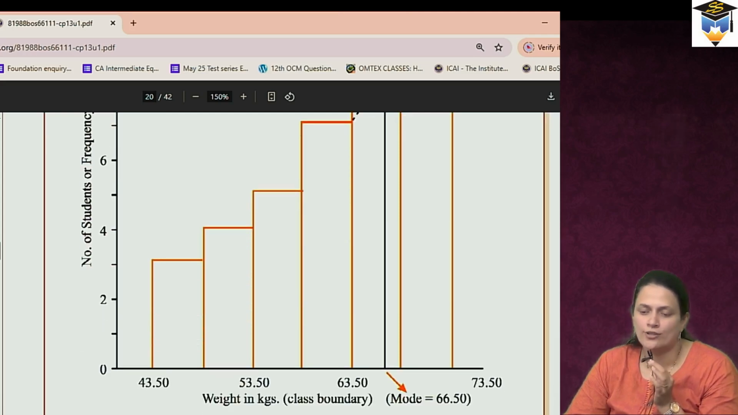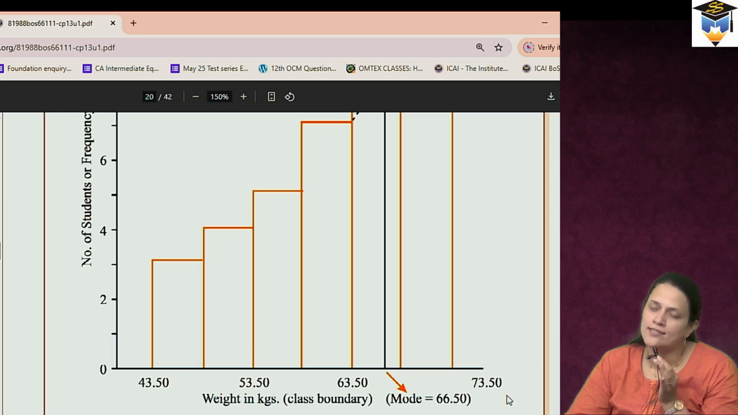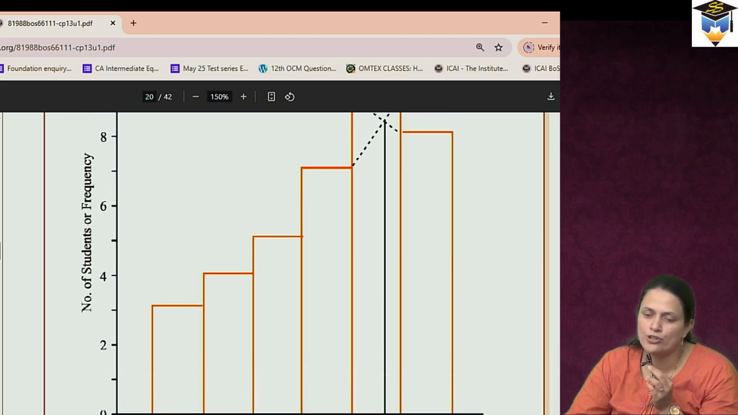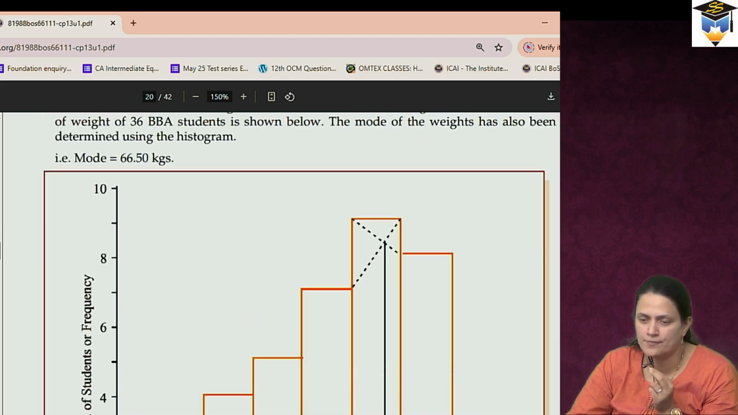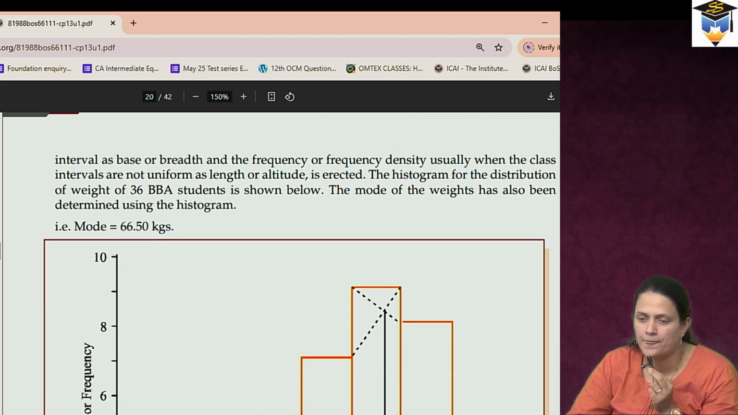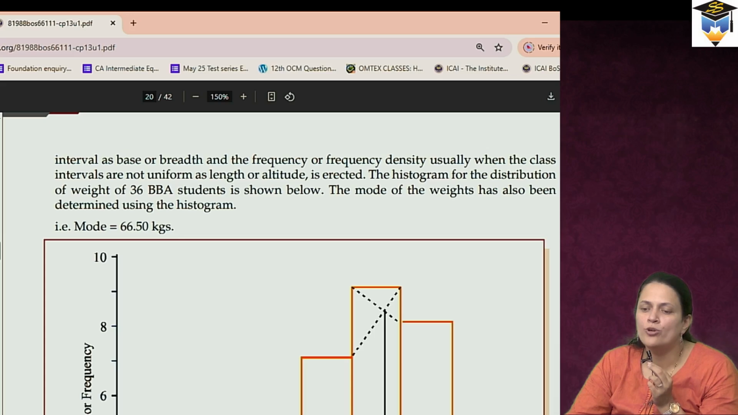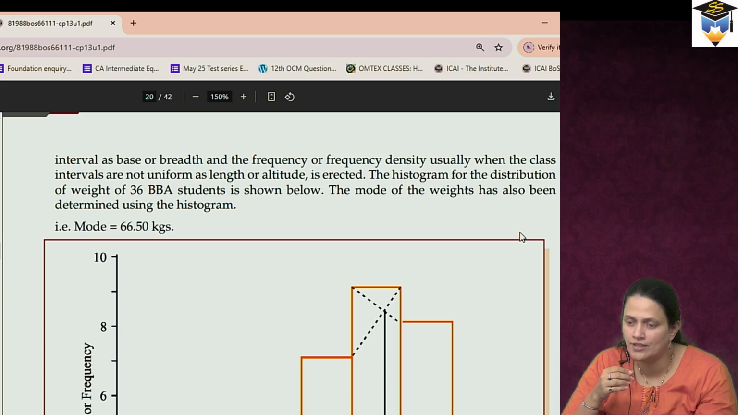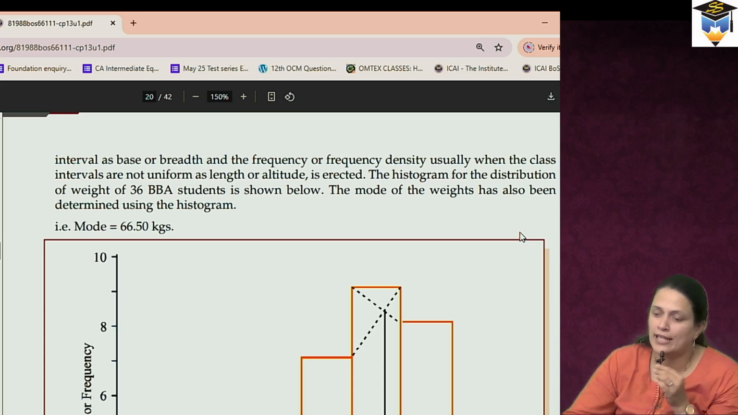this is the histogram in which on the x-axis you can see weight of a student in kgs, which is nothing but the class boundary, you can say. On the y-axis, number of students or frequency is given to us. Now, do you know what is a mode? Total number of how many students are there? How many BBA students are there? 36 students. So, mode has to be calculated.